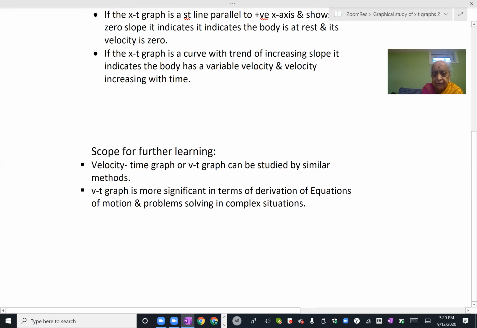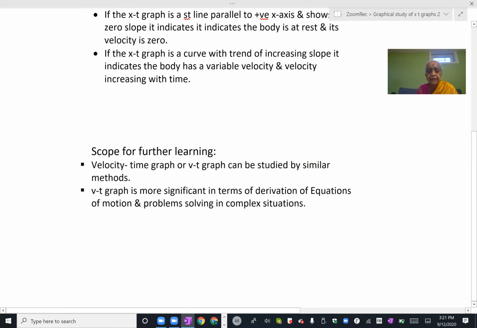So we are slowly transitioning into accelerated motion by studying the velocity-time graph, which is more relevant for our further complex types of motion and further application of equations of motion, even deriving equations of motion. All these can be proved only by the VT graph. Additional information will be about the integral of that, in other words, the area under the VT graph will give me the displacement. All those will be dealt with in the next class.